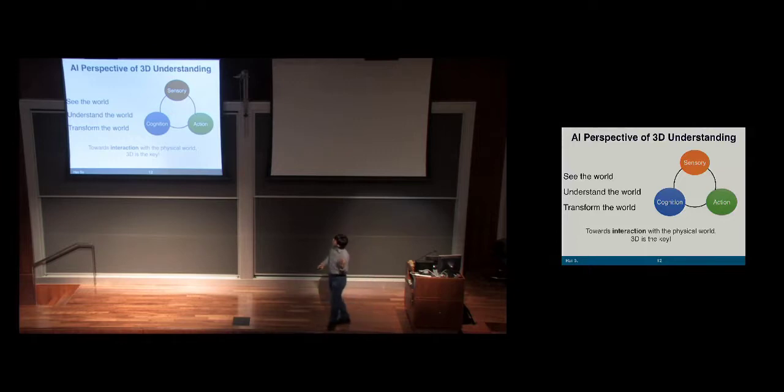So from the AI perspective, our 3D understanding has to involve a number of components. The first is the sensory, so that you get to see the 3D world. And then the cognition part, so that you are able to infer many properties of objects which are related to the geometry and the physics. And based upon that, you could interact with the environment and make changes that transform the world.